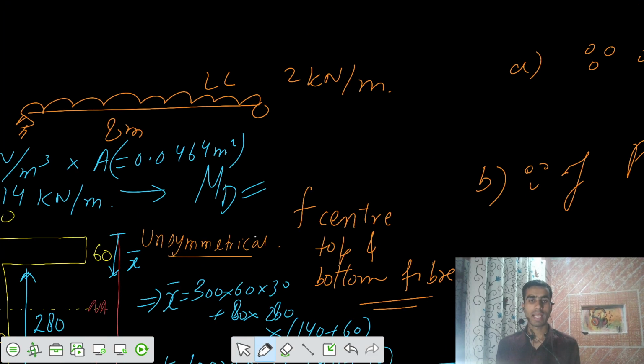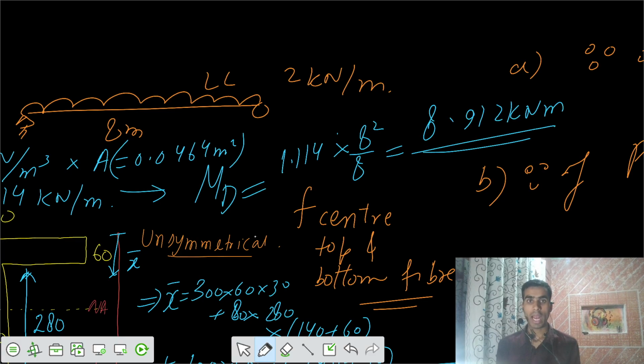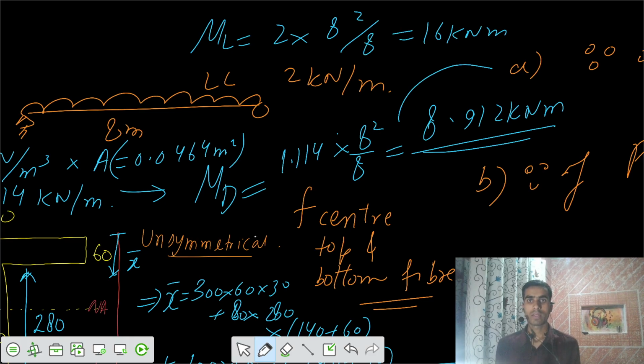I would call it MD, that's the moment because of dead load. That's 1.114 L square by 8. That is around 8.912 kilonewton meter. And because of the live load, can you calculate? That's WL square by 8. That is 16 kilonewton meter. So let's have these values, 8.912.